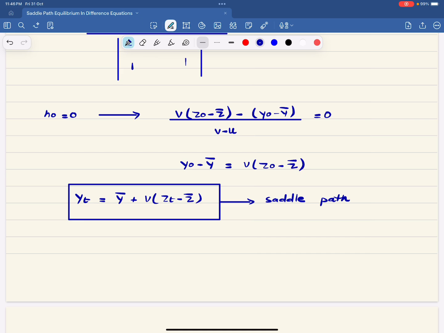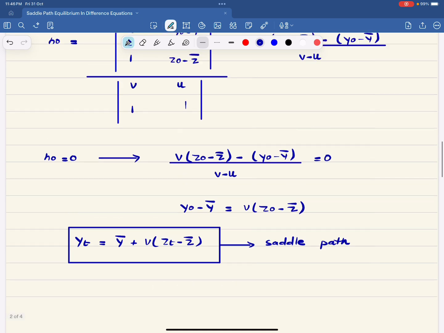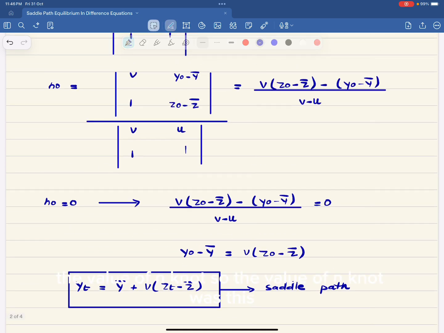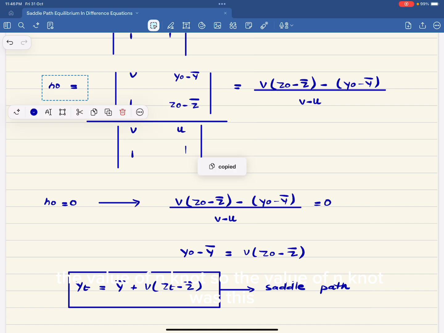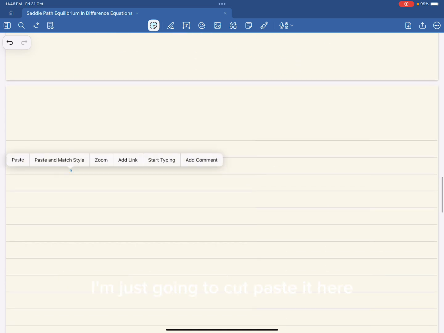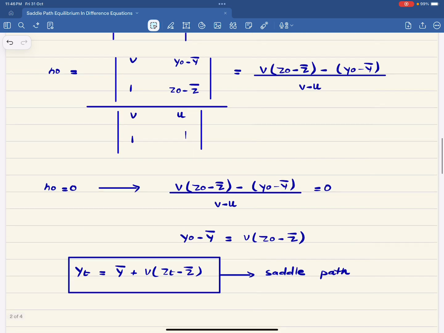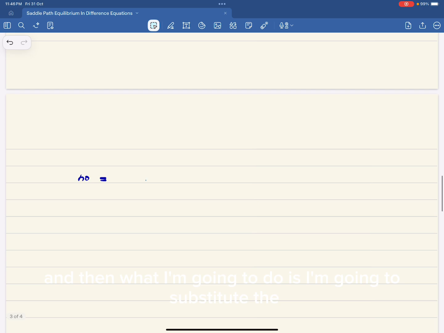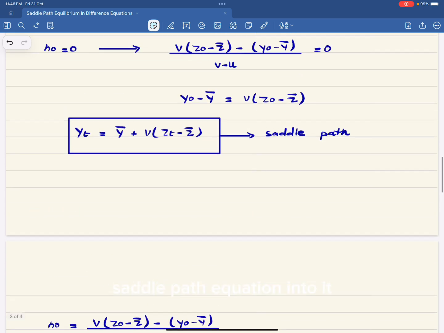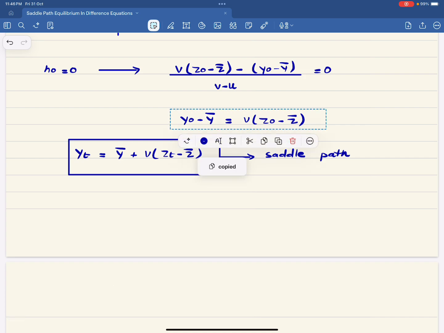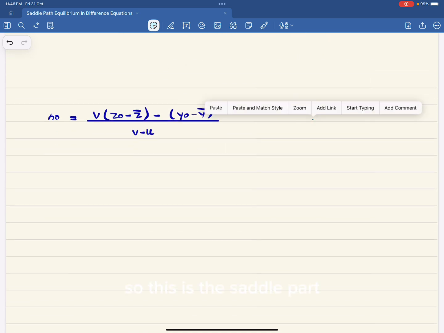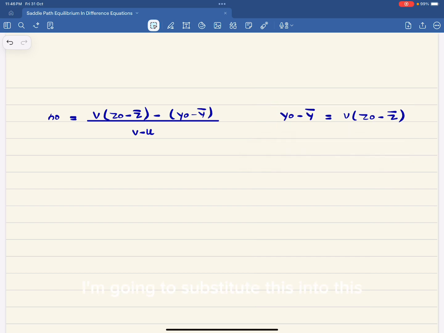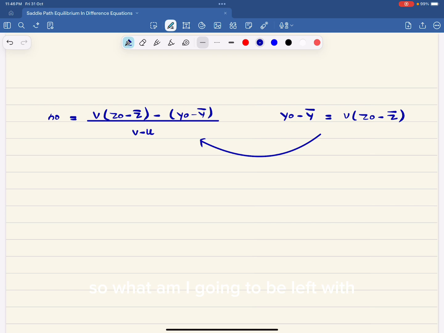Okay. What about the value of n naught? So the value of n naught was this. I'm just going to cut paste it here. And then what I'm going to do is substitute the saddle path equation into it. So this is the saddle path. I'm going to substitute this into this. So what am I going to be left with?